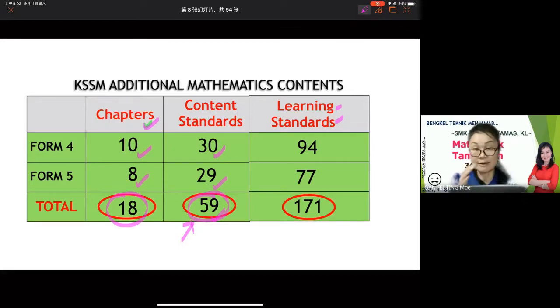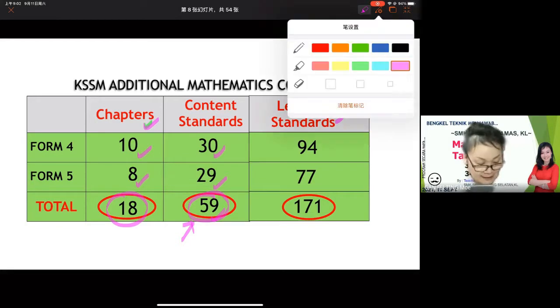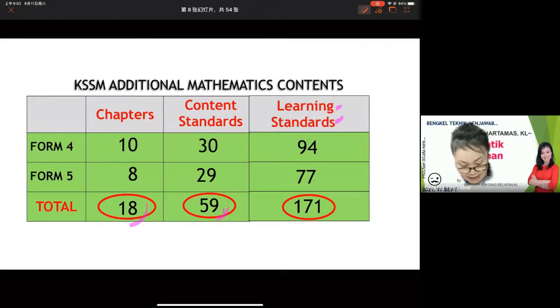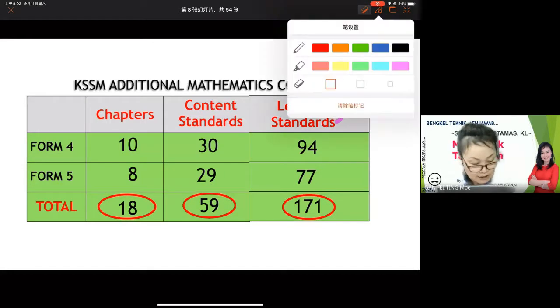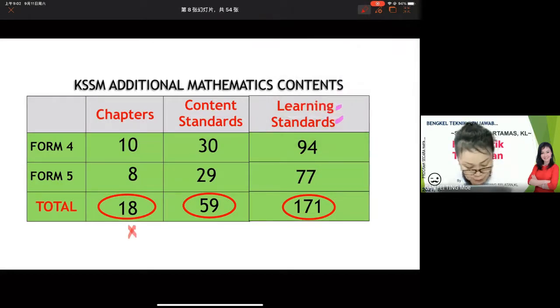Total is 171. And this is the trick to where questions can be set from. Questions are not set from the topic. We don't choose from there. We choose either from here or here. So there are 59 choices for a panel to set a question, and they have 171 questions to ask for your SPM. So if you cannot score, it is just because you do not know how the question is set. Based on what? It is based on this.